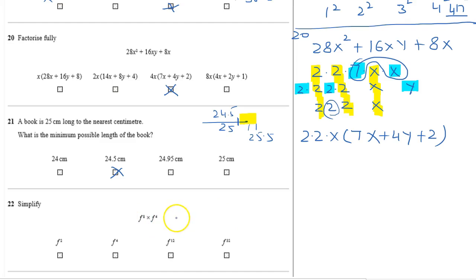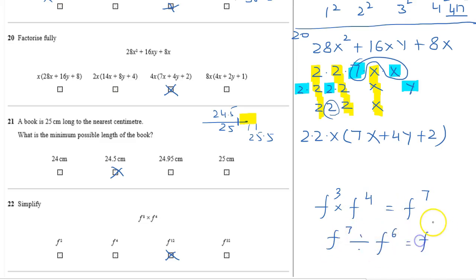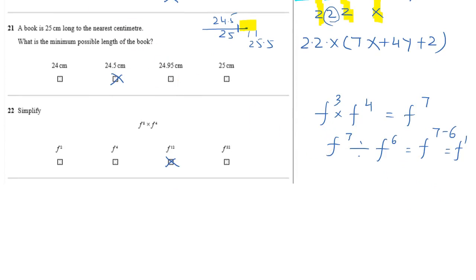Now these are the easiest questions. If it is a multiplication, you just add 8 plus 4 is 12. You need not do much in this question. If f to the power 3 multiply f to the power 4, that is f to the power 7. If f to the power 7 divide f to the power 6, this is f to the power 7 minus 6, f to the power 1. So that's all you have to do.